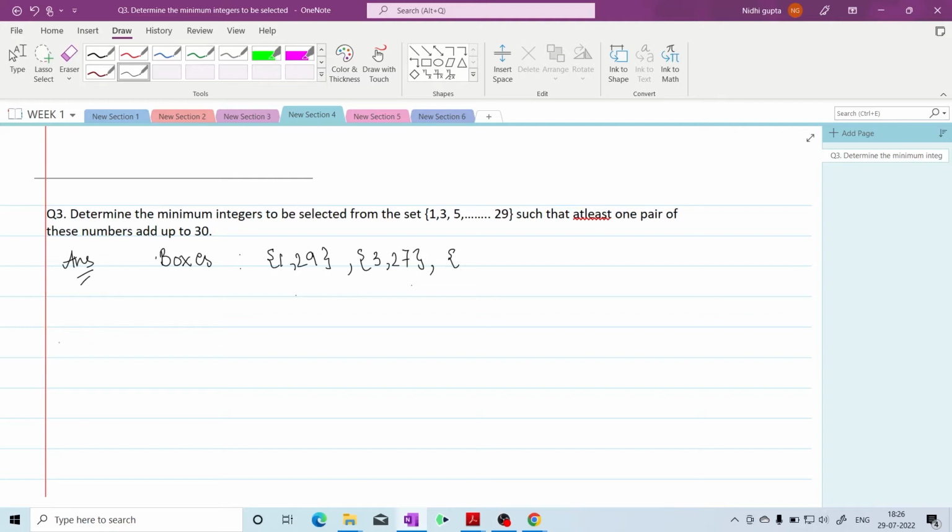So first we see what the boxes are. We have all the possible pairs: 1 and 29, 3 and 27, 5 and 25, and we can go till 13 and 17, and 15 by itself. So we have the numbers 1, 3, 5, 7, 9, 11, 13, 15. We have 8 boxes.